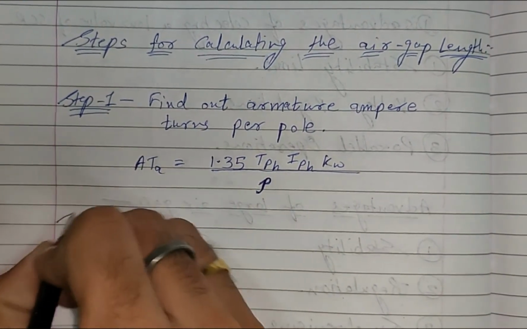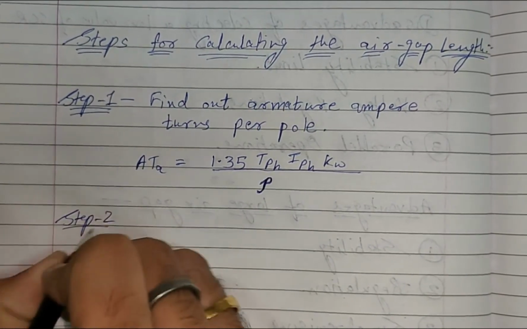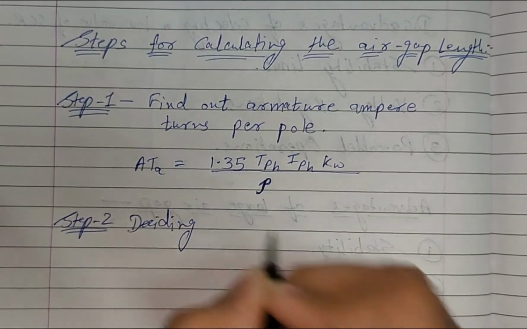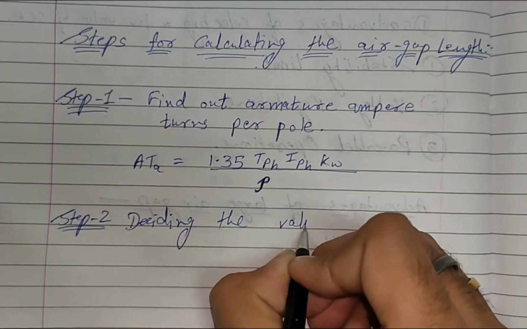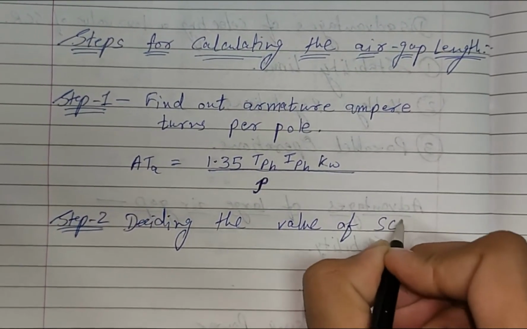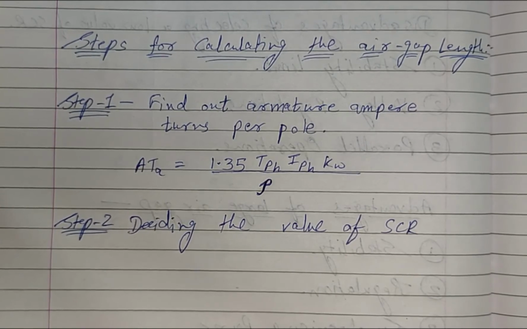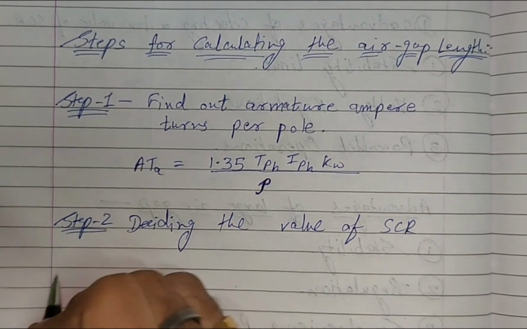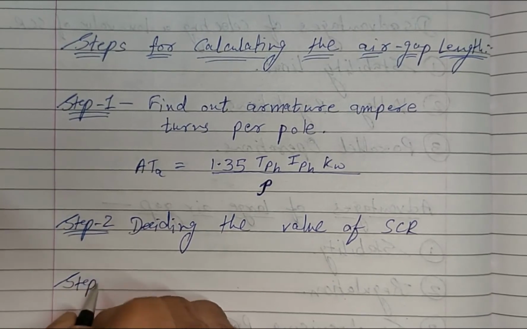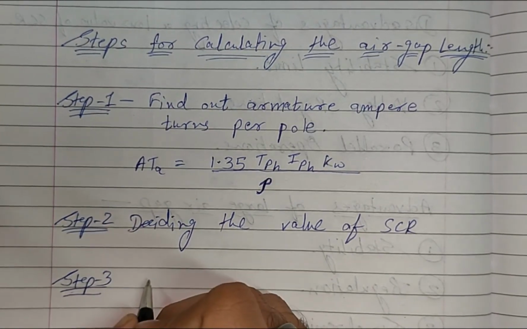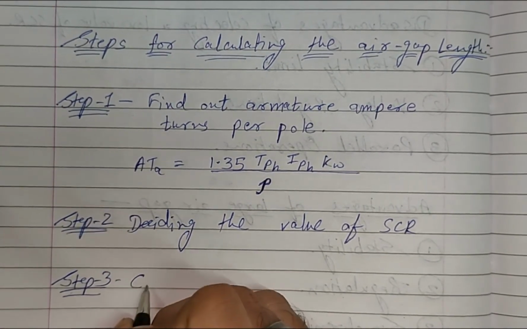The second step would be deciding the value of SCR. So the value of SCR would be decided based on the rating as well as the type of synchronous machine. Further moving to the third step, that is step number 3, which says to calculate the no load field ampere turns.